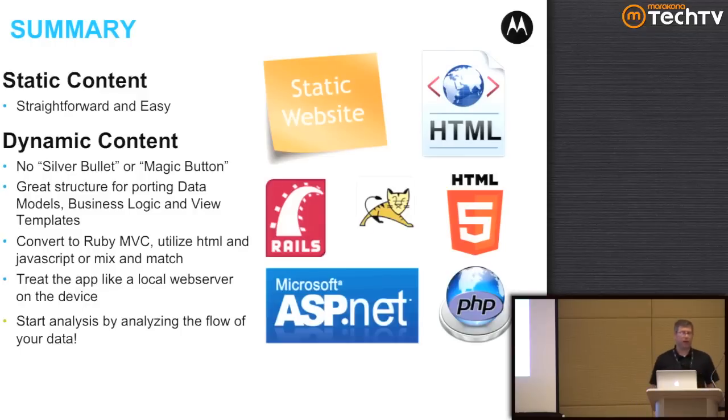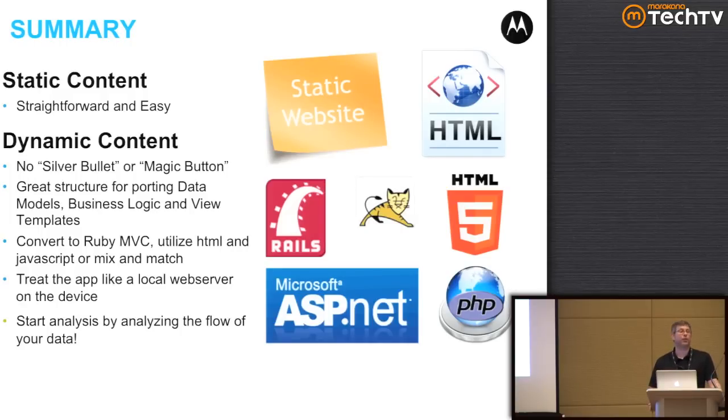So in summary, static content is very straightforward and easy, right? It's a straight drop into that public directory that we have. And again, keep in the back of your mind that RhoElements is like having your own web server on the device. Dynamic content is trickier, right? There's a lot of considerations to bear in mind when you're porting your web app. There's no silver bullet, there's no magic button that you just push and everything comes over, right? However, what we do have is a really great structure for porting data models, business logic, and view templates because we have that MVC separation.